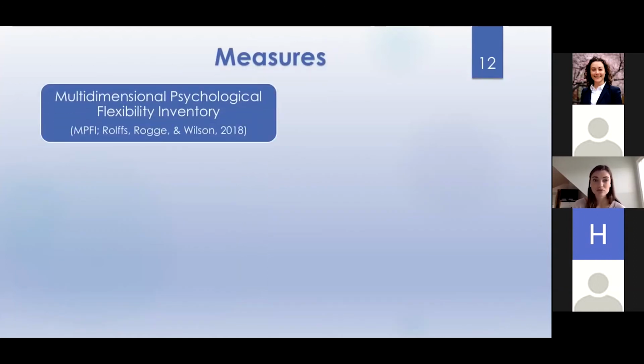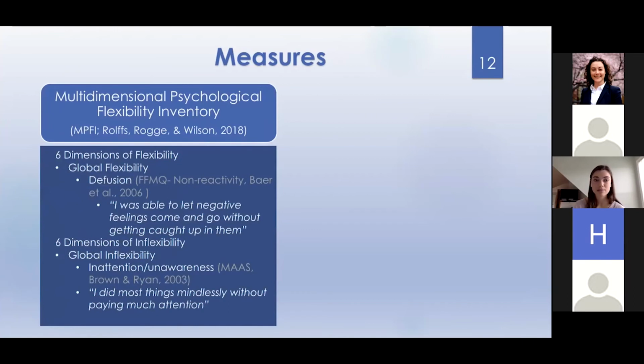So for the measures used, we used the multidimensional psychological flexibility inventory, the MPFI, to measure flexibility. So this captures 6 dimensions of flexibility and a composite score of global flexibility. For an example item, this is for the dimension of diffusion: I was able to let feelings come and go without getting caught up in them. And then there are 6 dimensions of inflexibility, as well as the composite inflexibility score. The sample item for inattention and awareness was: I did most things mindlessly without paying much attention.